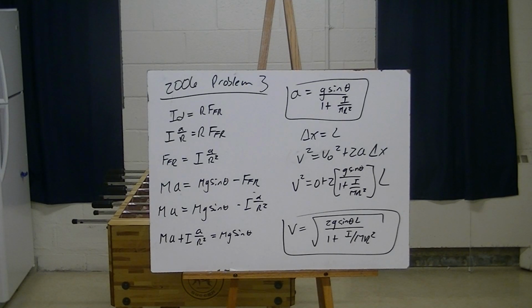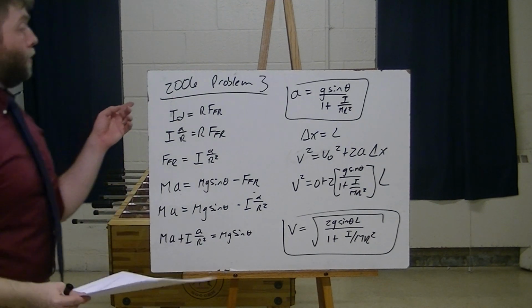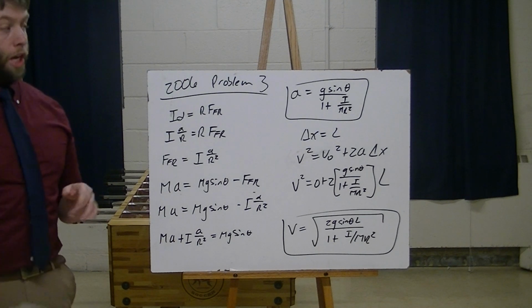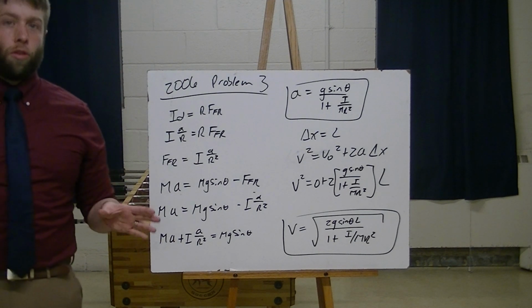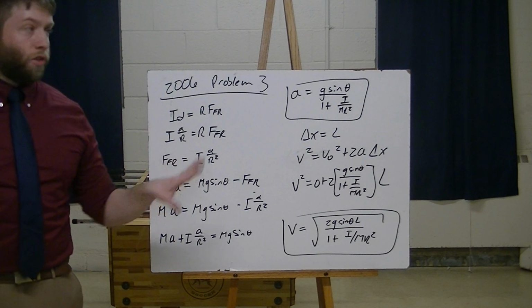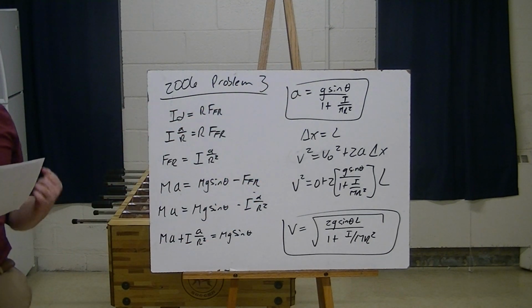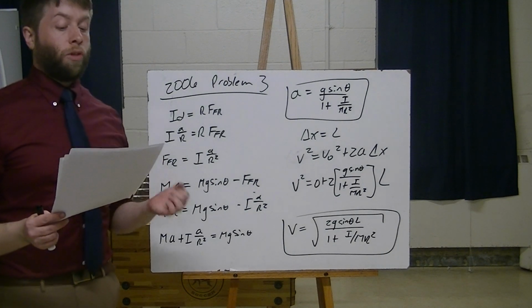I chose problem 3 from 2006 because it's another example of where we have to use I alpha and RF sine theta, that relationship for rotation. I also did this for the general case if you're not given I, so I will have to make adjustments to my answers here because they actually tell you that you're dealing with a thin hoop with a rotational inertia of mr squared.